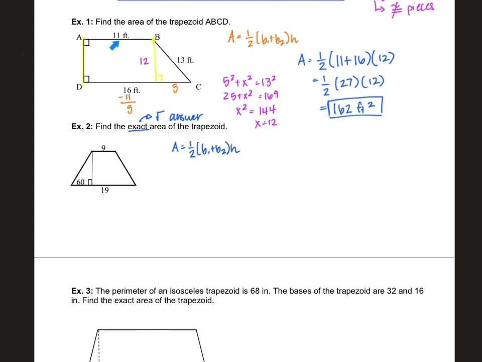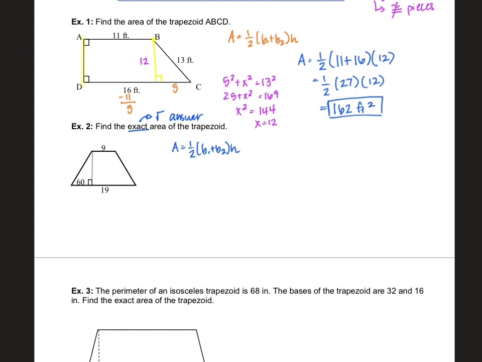Looking at example 1 to help guide us, notice how we were able to draw in our height and cut our trapezoid into a nice pretty rectangle. This then allowed us to figure out how much is left over if this much of it is used as a rectangle. Okay, so here's my height. It's cutting my trapezoid, but this doesn't look like a nice pretty rectangle.